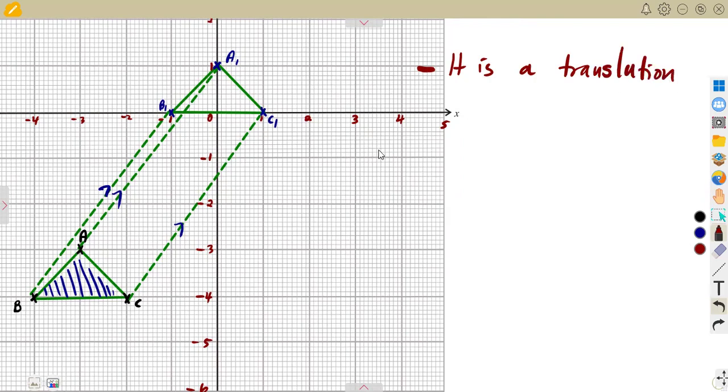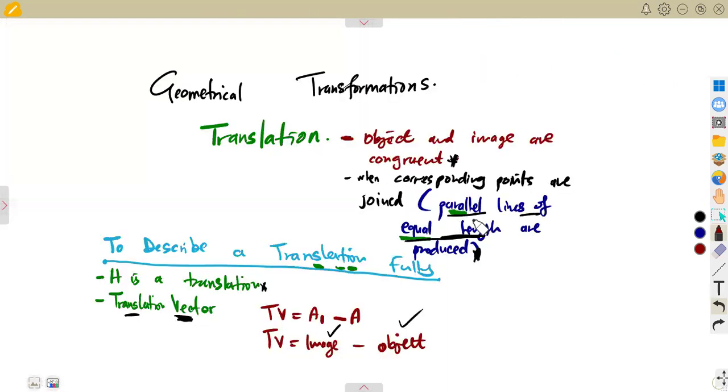The type of transformation is the one that you are describing. It is a translation. It is only a translation that will produce parallel lines of equal length when corresponding points are joined, when the two figures are congruent. There is no other transformation that is going to do something like that. It is only a translation.